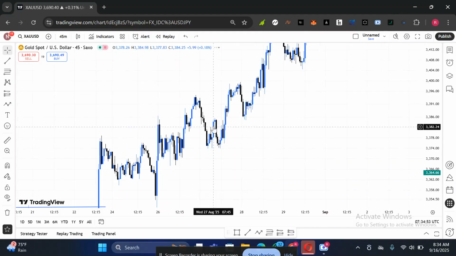Now, looking at this one, we have a particular pattern here. What is that pattern?